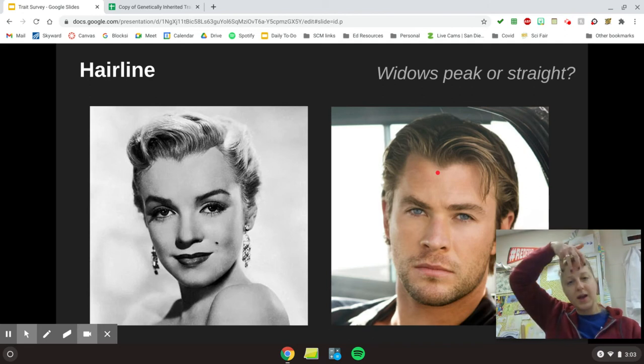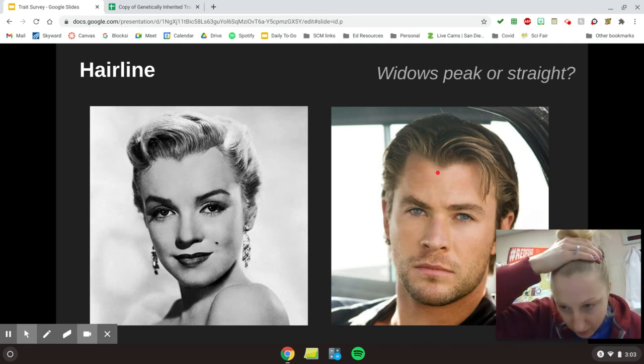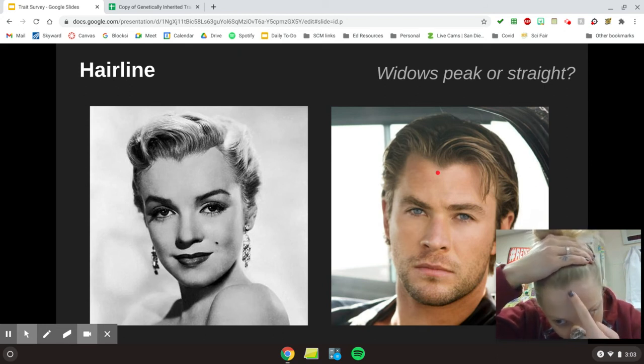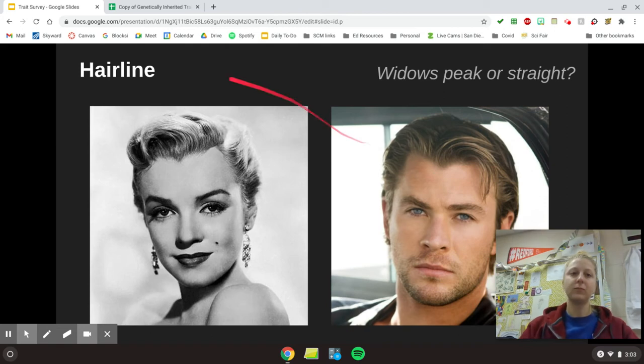If you've got any kind of bangs or hair that comes over the top of your head, you're going to have to pull your hair back like that and see what you've got. I've got a little bit of one, a little tiny baby widow's peak right there.